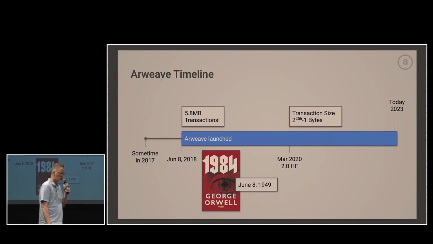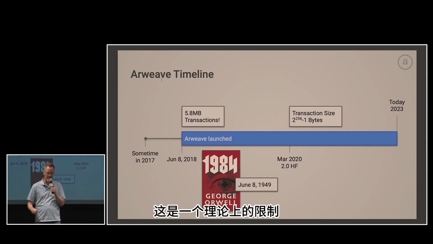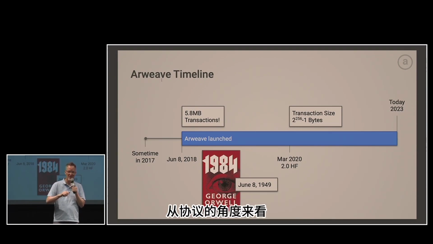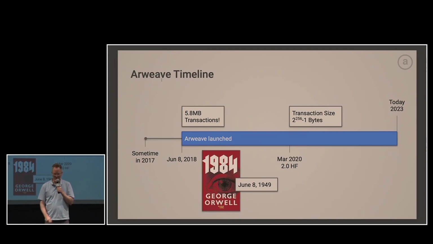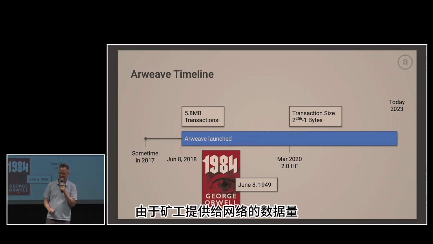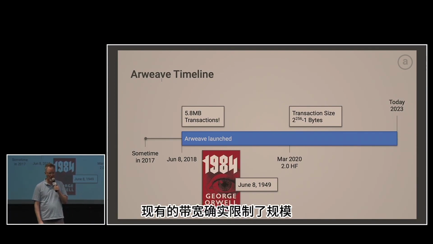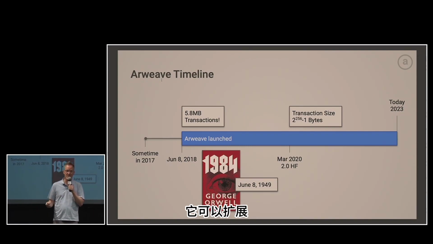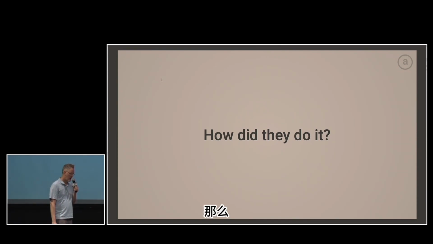The maximum transaction size became 2 to the 256 power minus 1, which is a limit. It is limited, but it's limited to like the number of atoms in the known universe. So from a protocol standpoint, it's very large transactions. There is a practical limit, though. The amount of data that miners are providing to the network and the amount of bandwidth that exists does actually constrain the size. But from a protocol standpoint, it's scaled to very large transactions. So how did they do it?